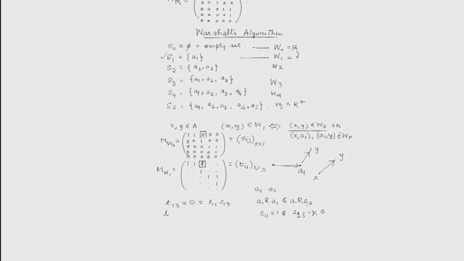So, if we consider T14, according to my rule, I have to only check S11 and S14. S11 is 1, but S14 is 0, so it is 0. So, I will put 0 over here and then T15. T15 is S11 and S15. S15 is this entry which is 0, therefore, this is 1 times 0, so it is 0. So, I have resolved this. Now, if we go on in this way, we will find the other entries to be zeros. So, I will put all of them to be zeros.